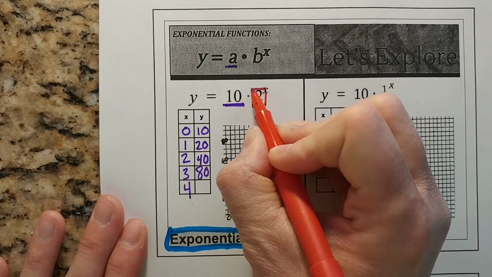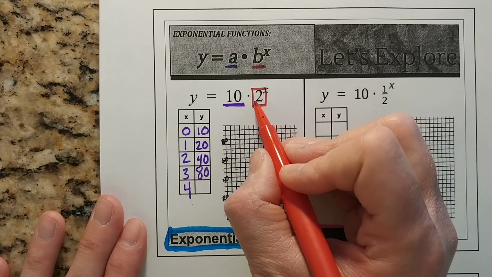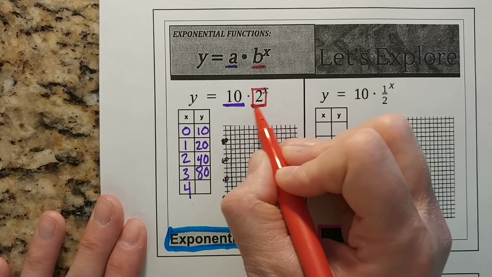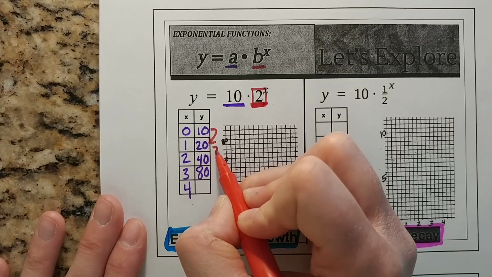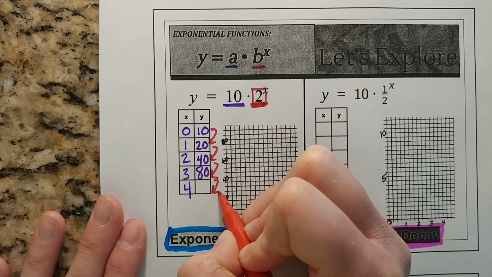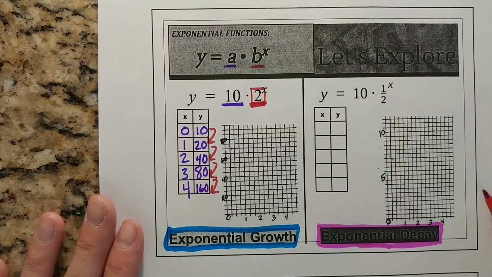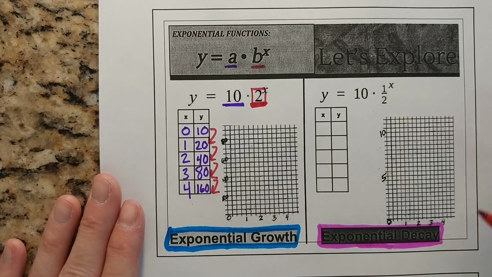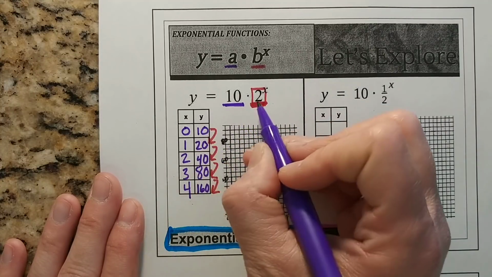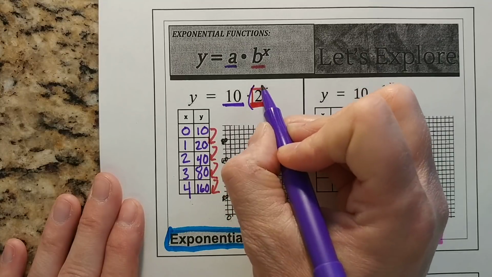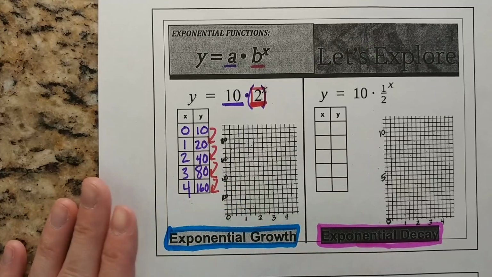Now remember, I told you that the b was your factor of change. So if you see this 2, that means the change that's happening is multiplied by 2. Doubling, times 2, times 2, times 2. So my next number here would be 160. So it looks like we start at 10 when x is 0, and then we're doubling every single time. Our factor of change is to multiply by 2 every single time.